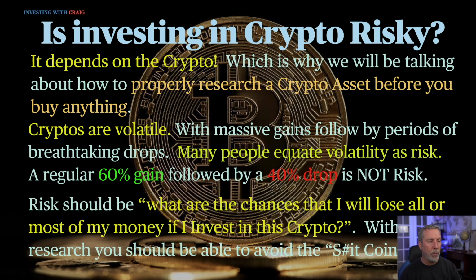So volatility shouldn't really be confused with riskiness. Risk should really be: what are the chances that if I invest in this coin, I'm going to lose all or most of my money? And those would be, I call it, well, this is a common term, I'm not trying to be rude here, but they're called shit coins. So that's a term you'll often hear in the crypto YouTube world or in the crypto space.